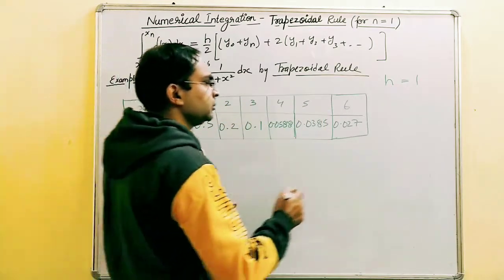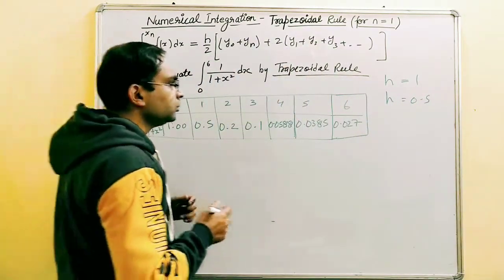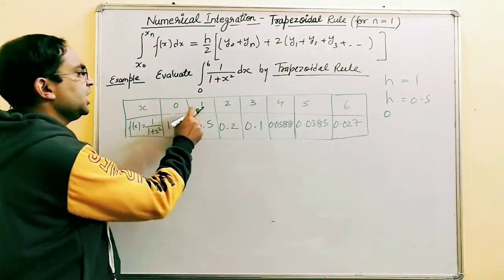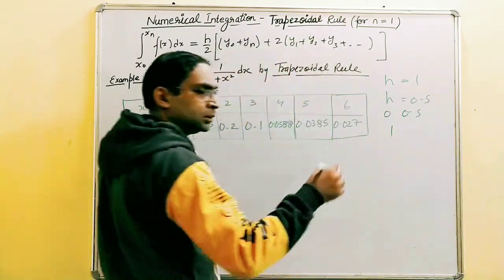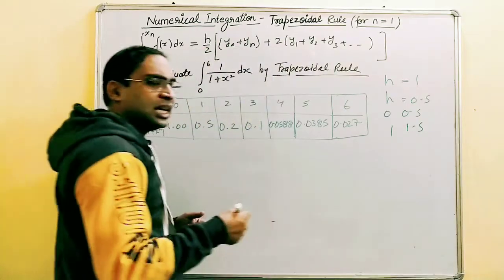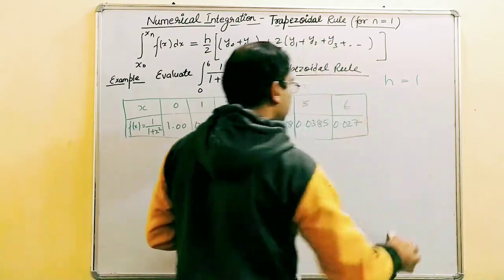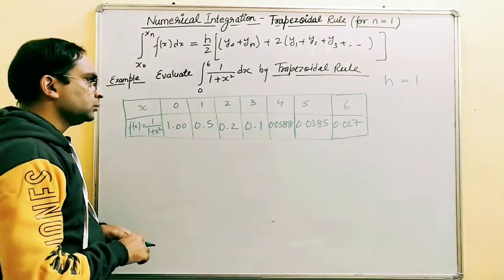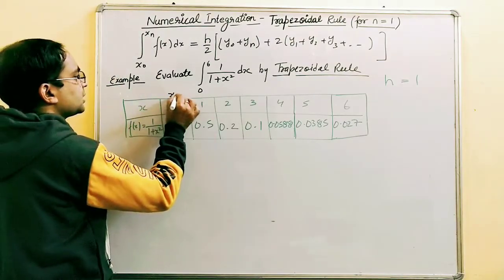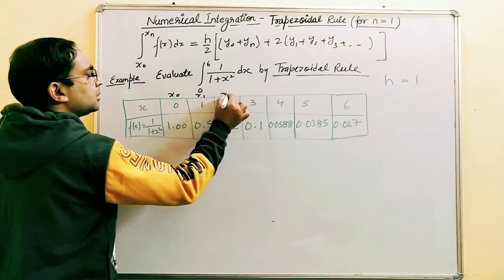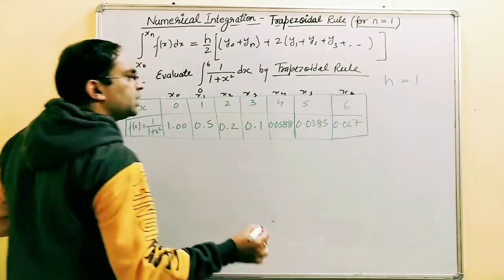We could have also taken h as 0.5. Then the first value would have been 0, the second value would have been 0.5, the next value would have been 1, the next value would have been 1.5 and so on. But let's not make so many intervals. So we have taken h is equal to 1 and now we have this as x0, then this will be x1, x2, x3, x4, x5 and x6.